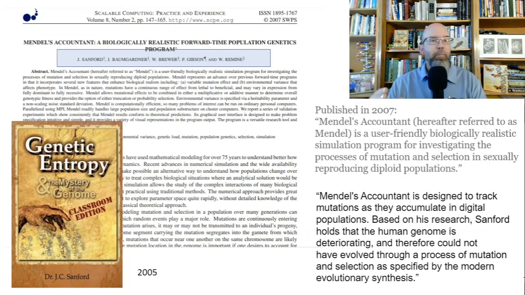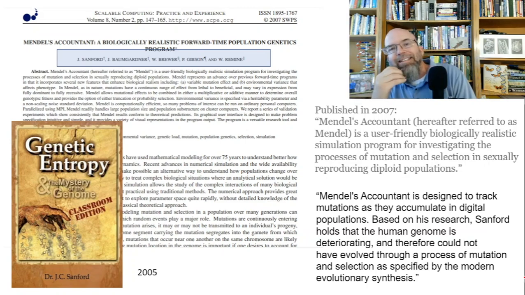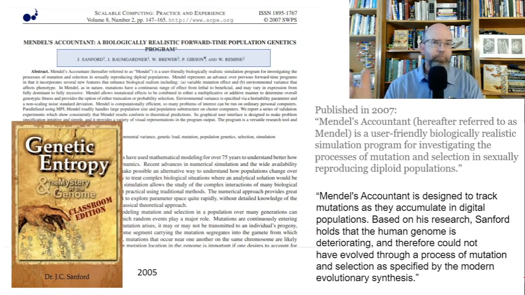And then this is the paper, all right? It came out in Scalable Computing: Practice and Experience. I have to look over here. I couldn't remember the title of that. And so Mendel's accountant: a biologically realistic forward-time population genetics model.